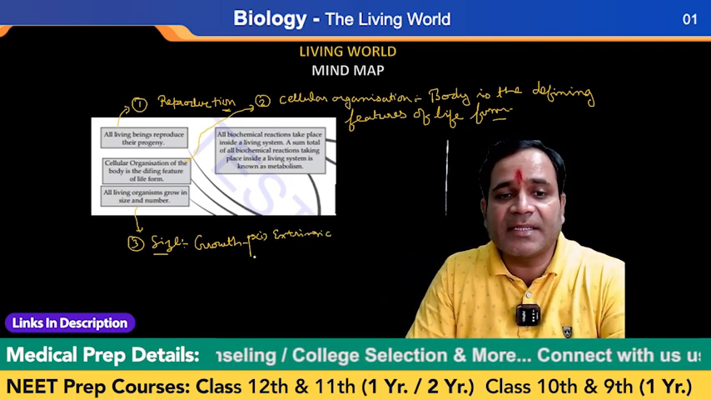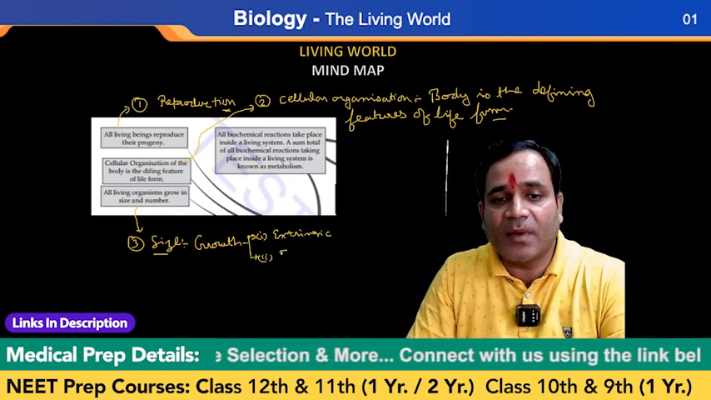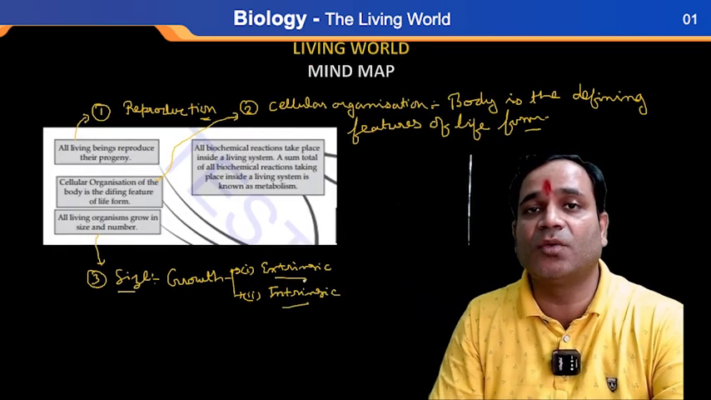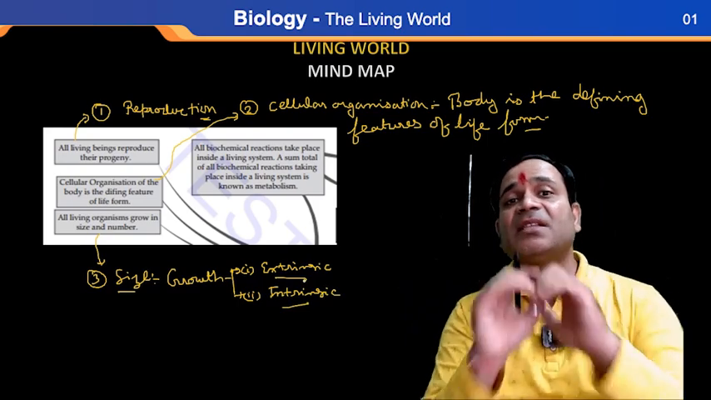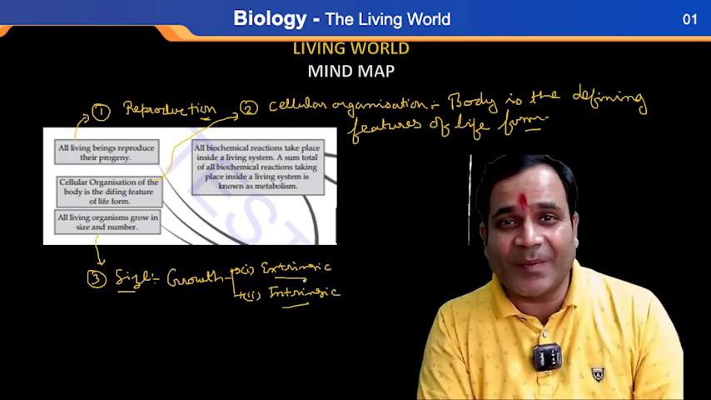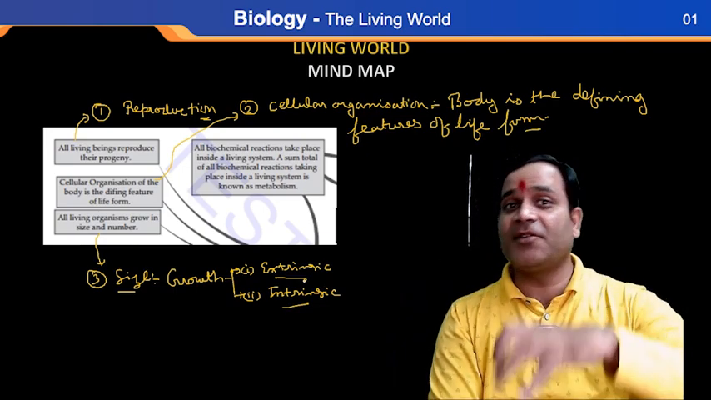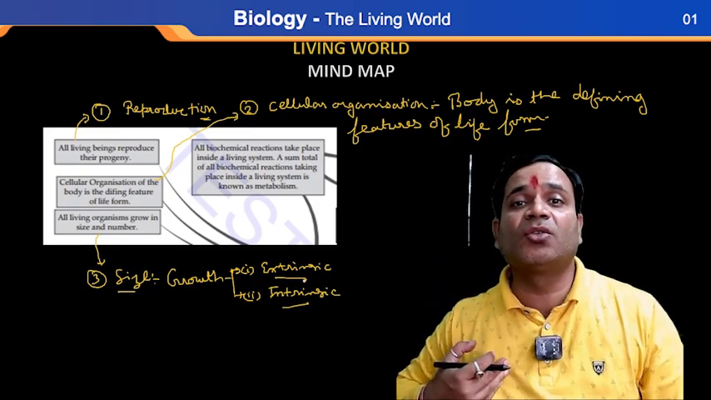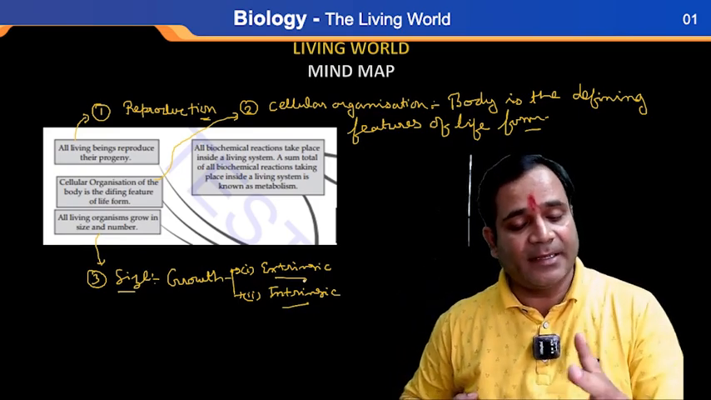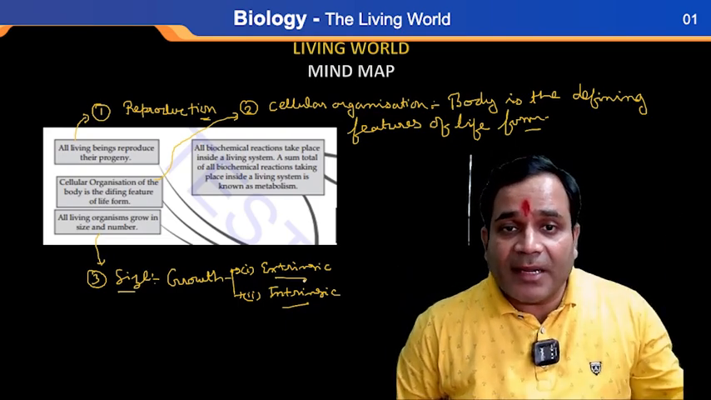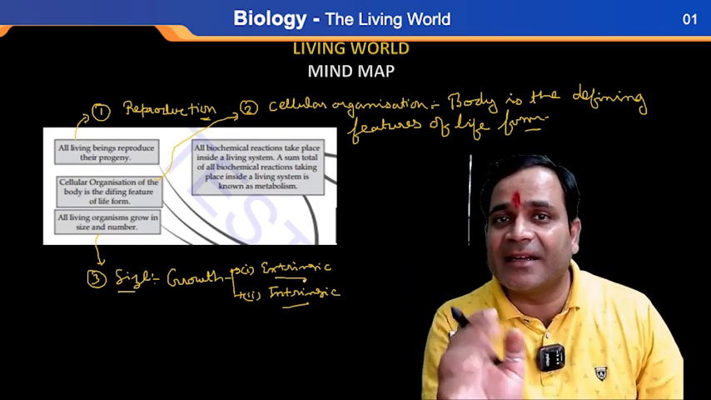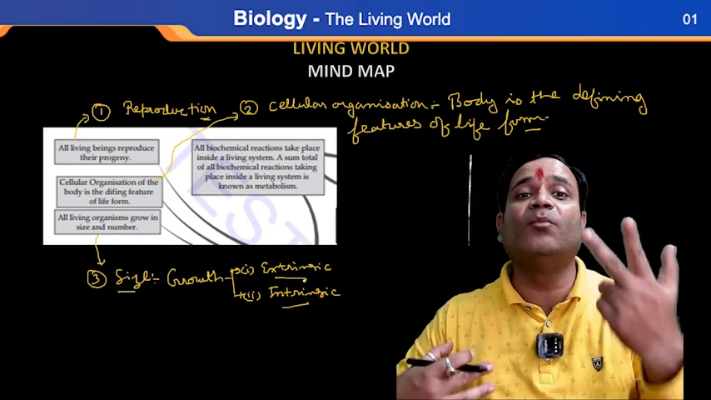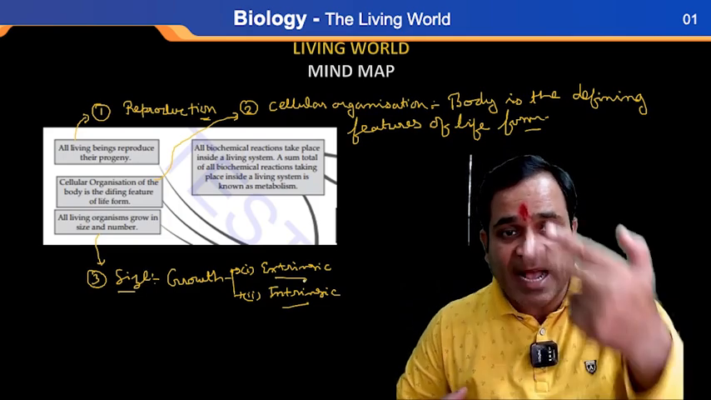One is extrinsic growth. The second one is intrinsic growth. Extrinsic growth means growth from outside, and intrinsic growth means growth from inside. So see the difference between the growth of living and non-living. The basic difference is that in a non-living thing, only extrinsic growth is there, but in living beings, we have both extrinsic growth as well as intrinsic growth.